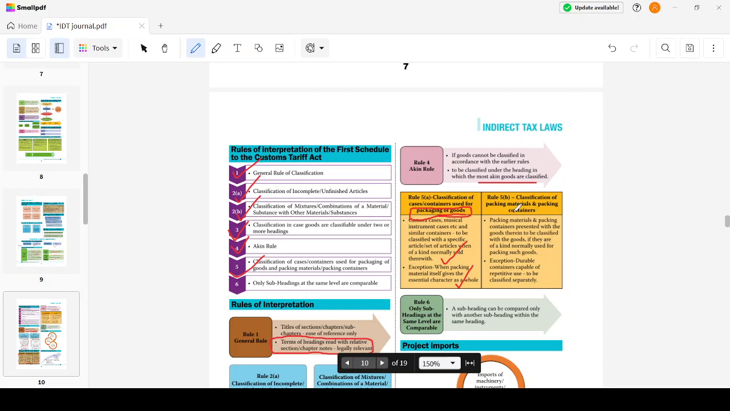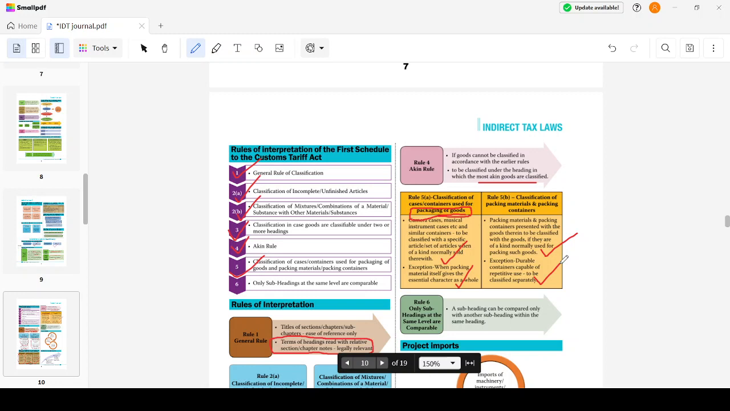Classification of packing materials and packaging containers. Packing materials or packaging containers presented with the goods therein are to be classified with the goods if they are of a kind normally used in the packaging of such goods. Durable containers capable of repetitive use are to be classified separately. See, if I'm going to use some cardboard boxes, which is normal trade practice, a similar method to pack the goods, that's why it will be classified together with the article itself. I mean the goods which is going to be taxed.